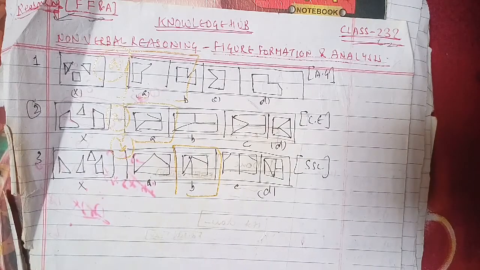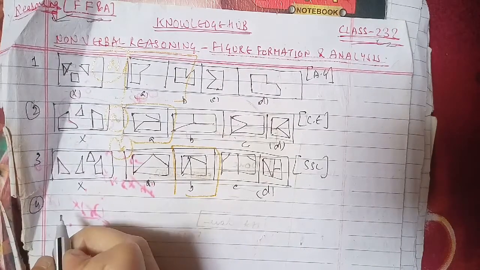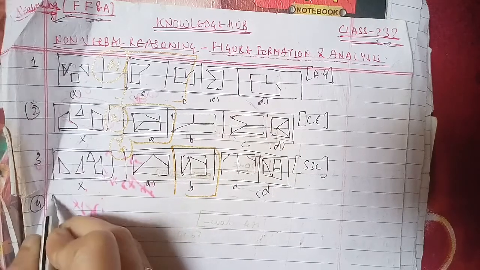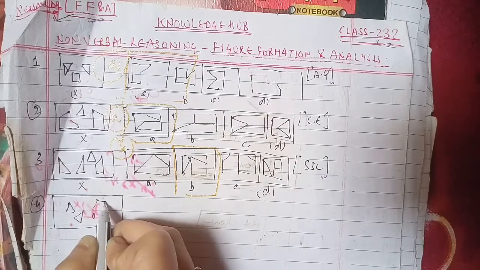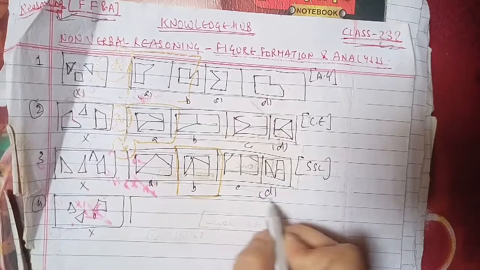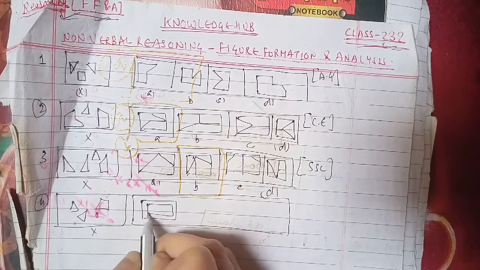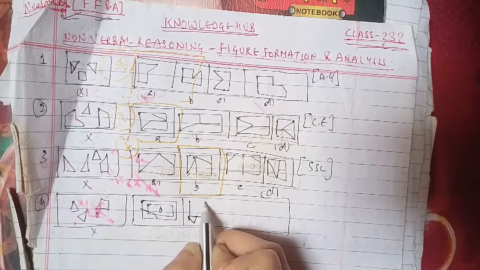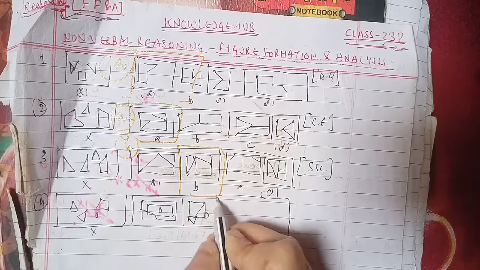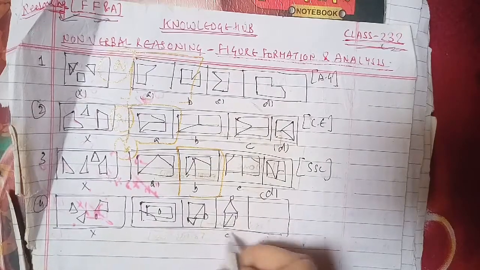Now we'll go ahead with another question that we have to talk about, which is the fourth question of the session here. So we'll go ahead for the same. So here we go ahead. So fourth figure we have here. B figure is like this. C figure is like this. D figure looks like this.